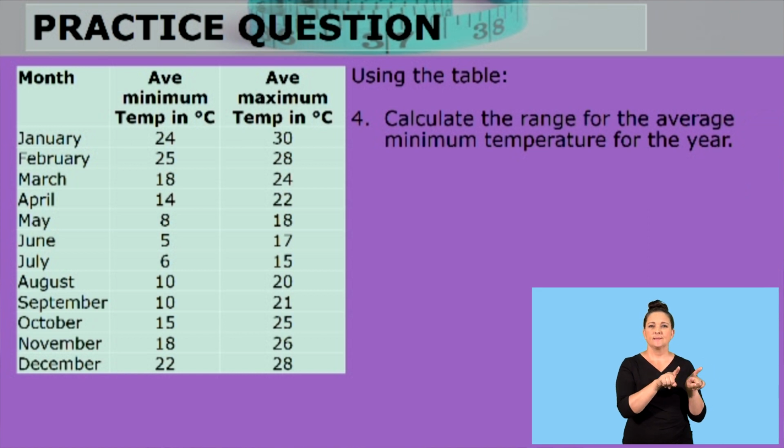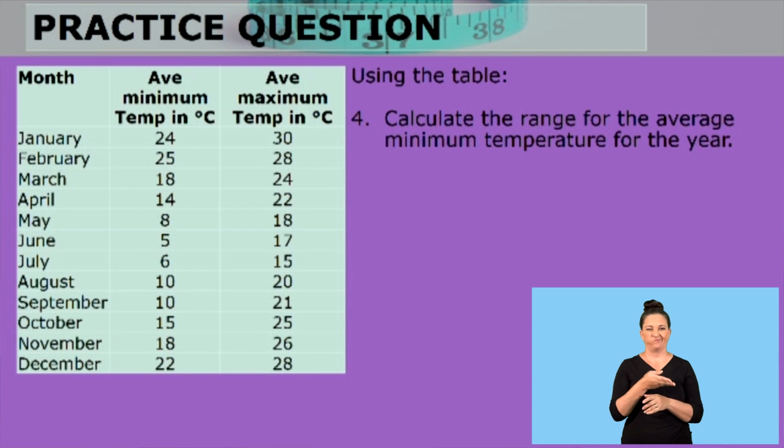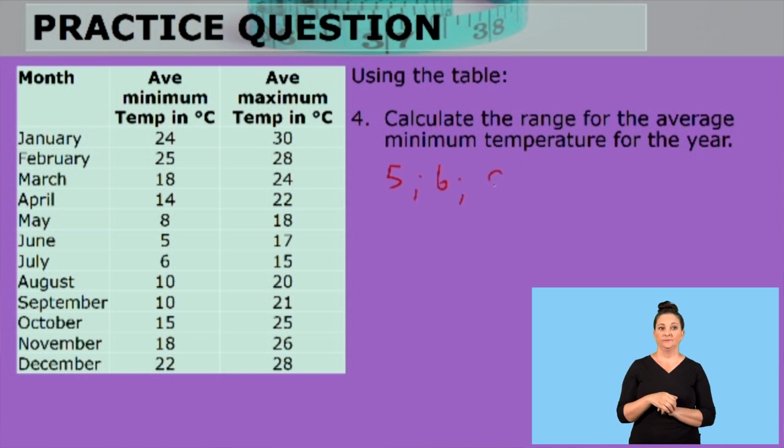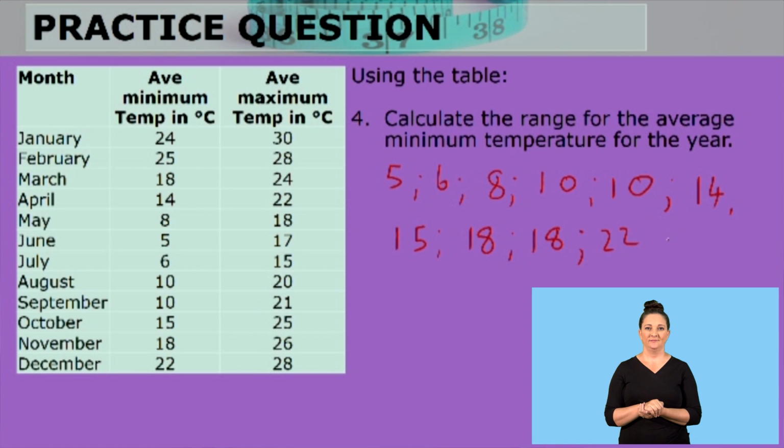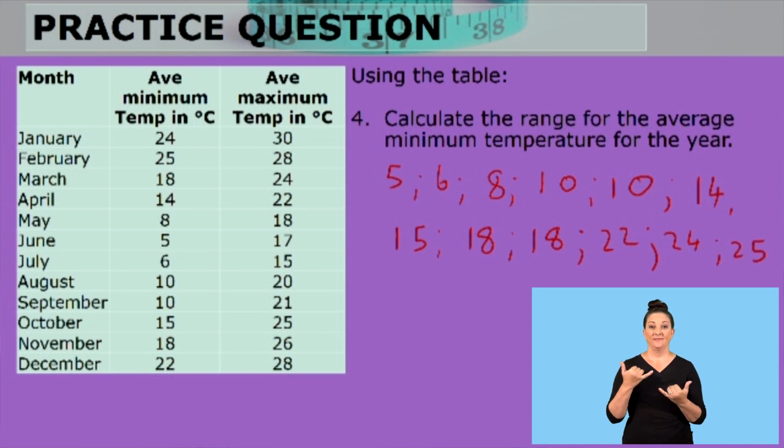Using the table, calculate the range for the average minimum temperature for the year. So here again, I've got to arrange the values in ascending order and then go from there. So 5, 6, 8, 10, 10, 14, 15, 18, 18, 22, 24, 25. All right. So the range is equal to the last number minus the first number, and that gives me 20.